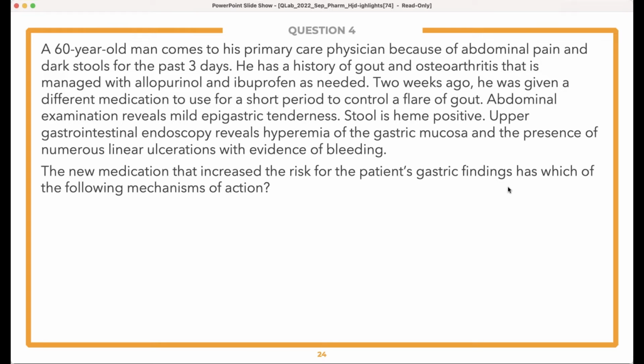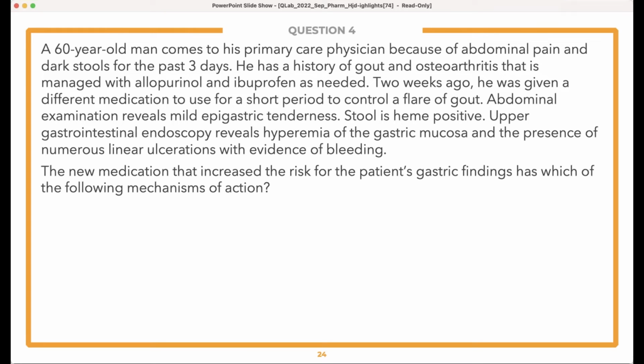Stool is heme positive. Upper gastrointestinal endoscopy reveals hyperemia of the gastric mucosa and the presence of numerous linear ulcerations with evidence of bleeding. So again, the question: the new medication that increased the risk for the patient's gastric findings has which of the following mechanisms of action? There's a lot going on here. Let us know, how many steps do you think this question will require to find the right answer, as I turn it over to Paris.